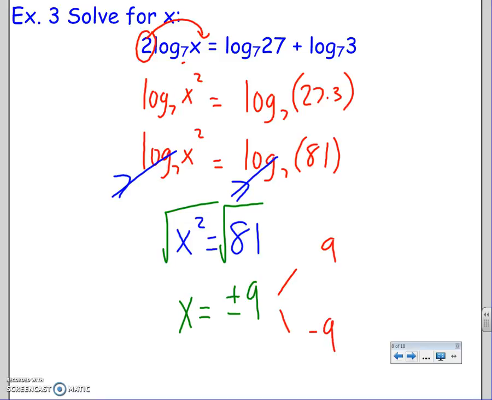Can I plug negative 9 in here? No, because that'd be log of a negative number. So this is wrong. Can I put a positive 9 there? Yes, because log base 7 of 9 is fine. So x equals 9. That's our answer.